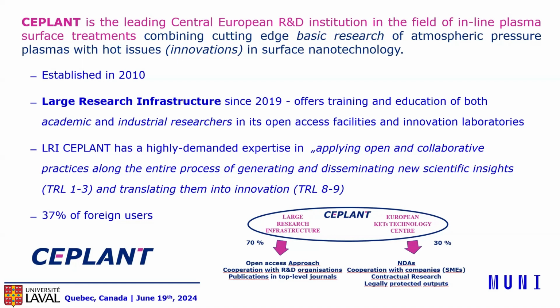What is typical for our center is that we are trying not only to find a good way to implement plasma technology in some processes, but we are also trying to do the transfer. It means that our innovation can be related to technology readiness levels from 8 up to 9. Here you can see the structure of our activities: about 70% of our activities correspond to the open access approach and collaboration with research and development organizations, and the rest, about 30%, is currently collaboration with the private sector.